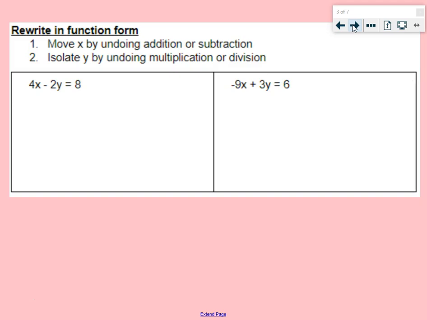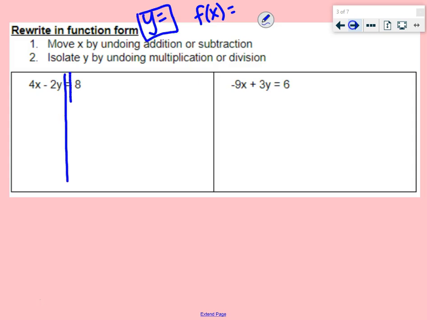First, we're going to practice rewriting in function form. So remember that function form is y equals or f of x equals. Our steps are going to be move x by undoing addition or subtraction, and then isolate y by undoing multiplication or division, because we want it to be y equals.